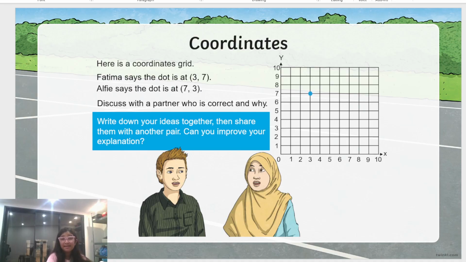That's even better. So, using the along the corridor up the stairs method, we do the X, then the Y. So the X, 3, then up to the dot, 7. Therefore, Fatima is right.